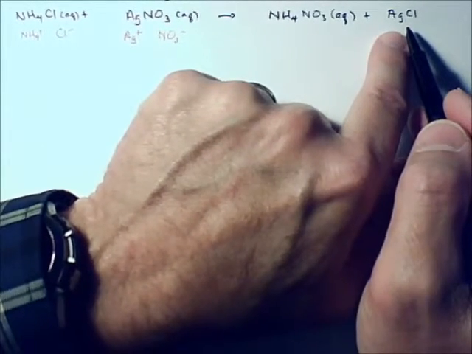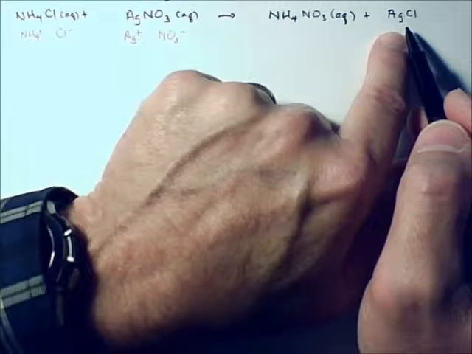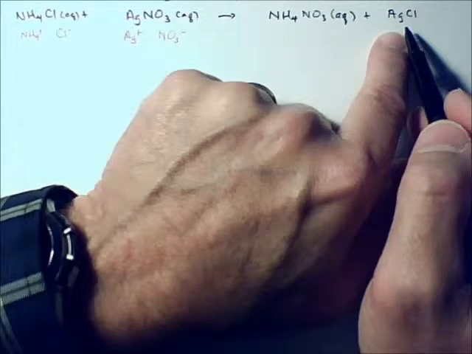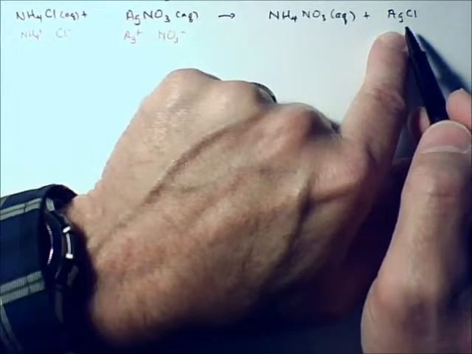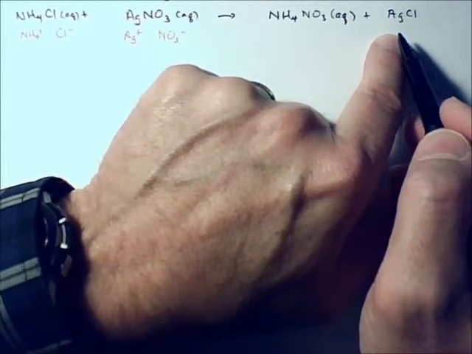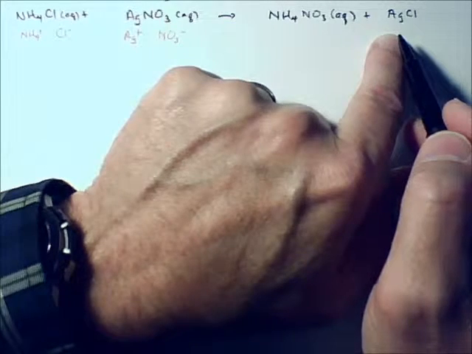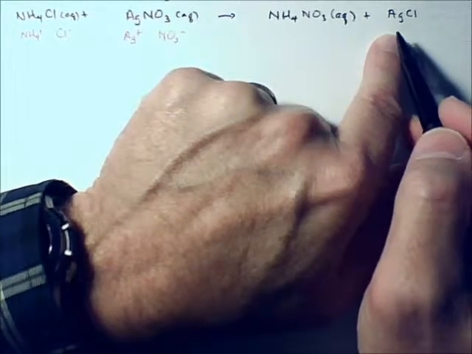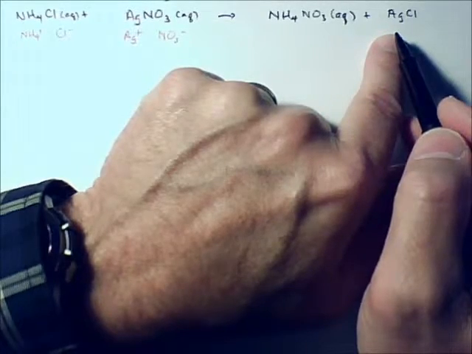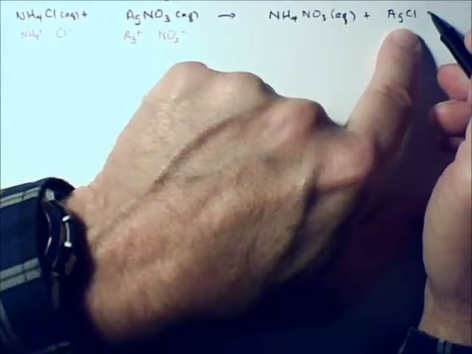Silver chloride, on the other hand, is not going to be soluble. Okay? I would suggest you look on your solubility rules now and see where we're getting this from so you know how to use it tomorrow. Chlorides are mostly soluble, but not when they're bonded with silver. So this is going to be a solid.